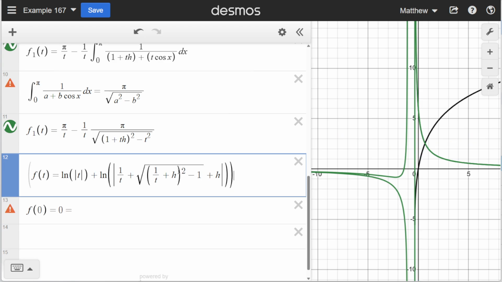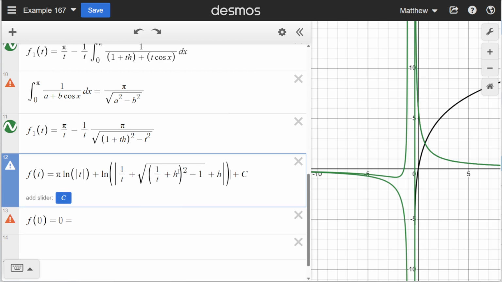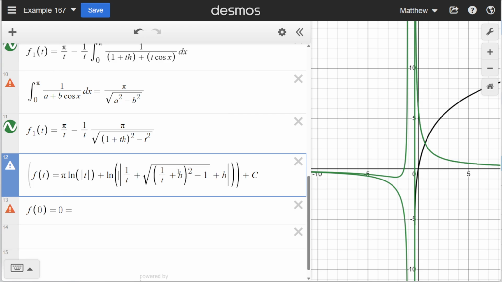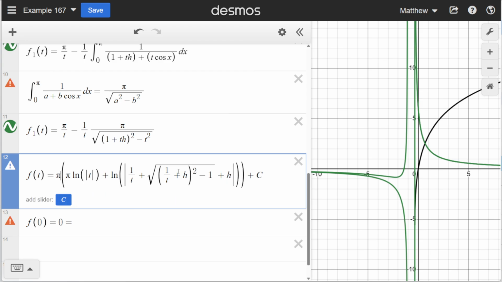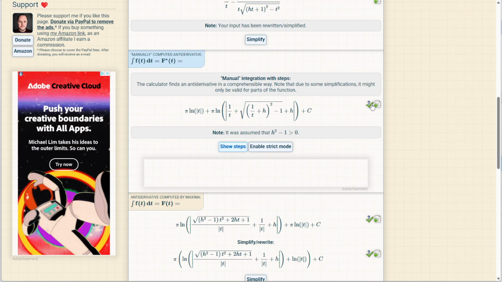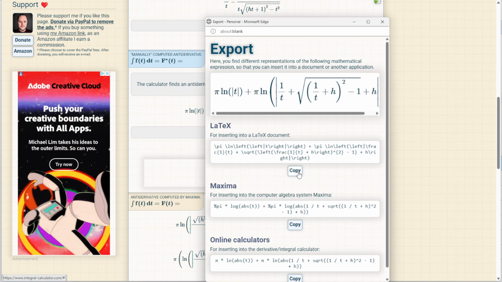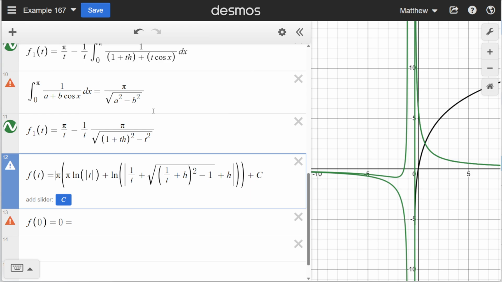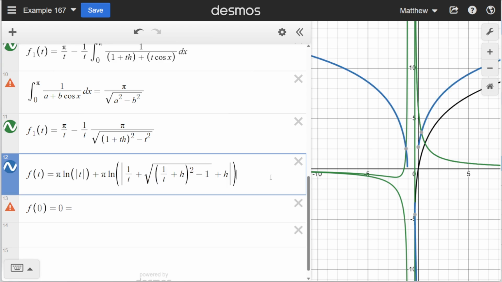Let's get rid of that plus c for now. And we're going to factor out, there we go. All right. So let's factor out a pi. Hold on a second. Let me recopy this. Yeah, I see what happened. I knew there was some sort of mistake here. All right. So by the integral calculator, our f of t is equal to this, plus c.